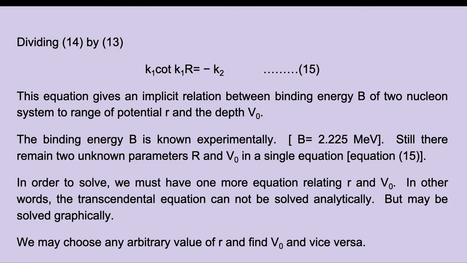This equation gives an implicit relation between the binding energy B of the two nucleon system, the range of potential R, and the depth V0.